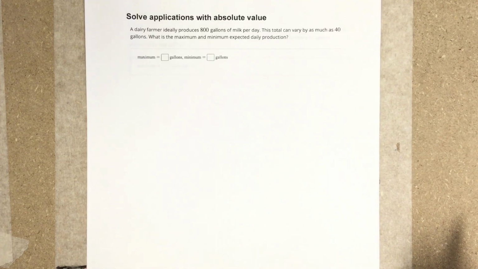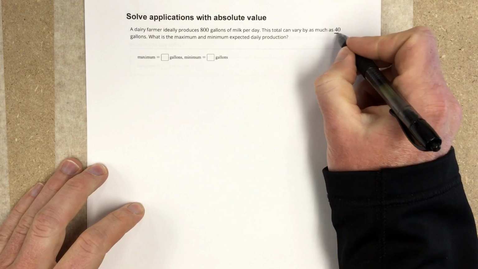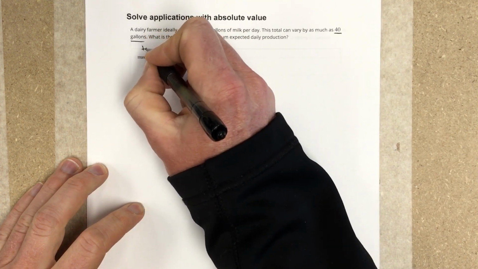In this video, we're going to solve applications with absolute value. It says a dairy farmer ideally produces 800 gallons of milk per day. This total can vary by as much as 40 gallons. What is the maximum and minimum expected daily production? So 40 gallons, that's our tolerance here.